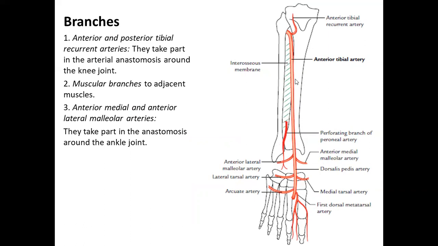Sometimes what happens is that the anterior tibial artery fails to grow downwards. Its course remains short. In that condition, the dorsalis pedis artery arises from the perforating branch of the peroneal artery, which is a branch of the posterior tibial artery.